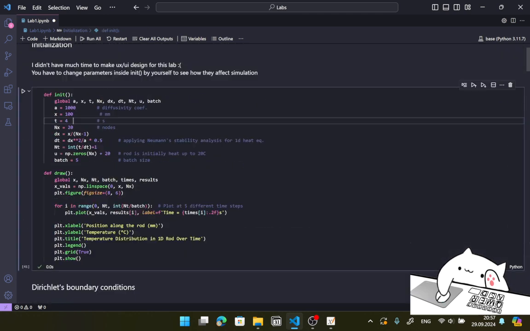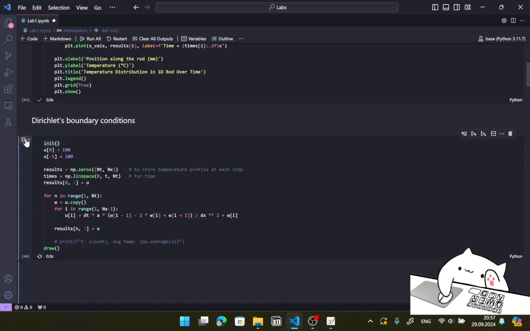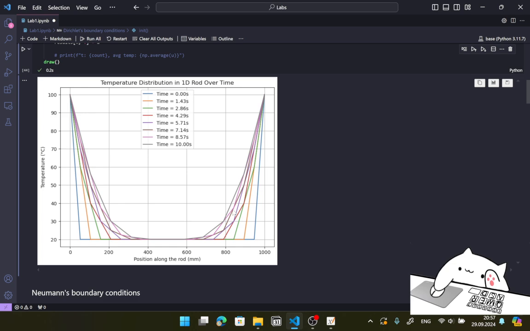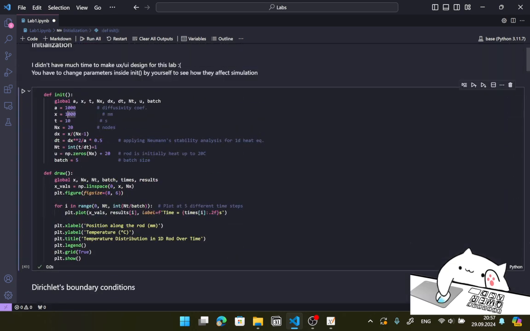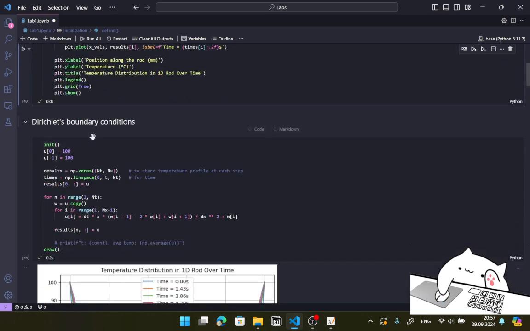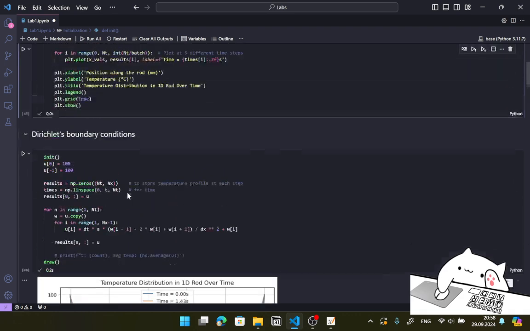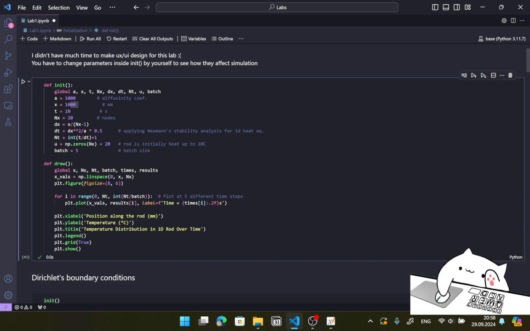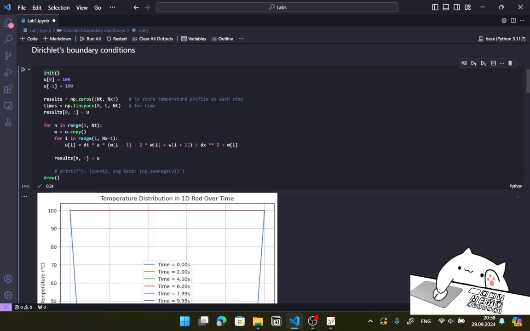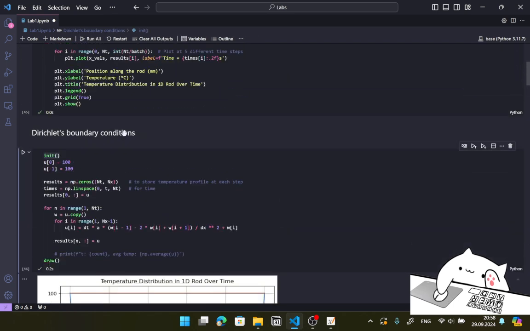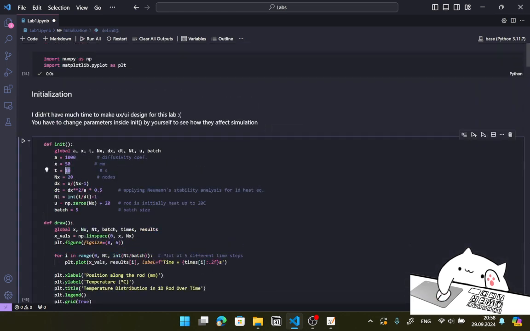Yeah, I can make it smoother. I can increase the time, for example, to 10 seconds, I can increase the rod's length, like this. Well, since the rod's length became too long, it will take a lot of time for the temperature to become hotter. Okay, maybe let's return back to 50 millimeters. Oh, well, I gave too much time and our diffusivity is too high.